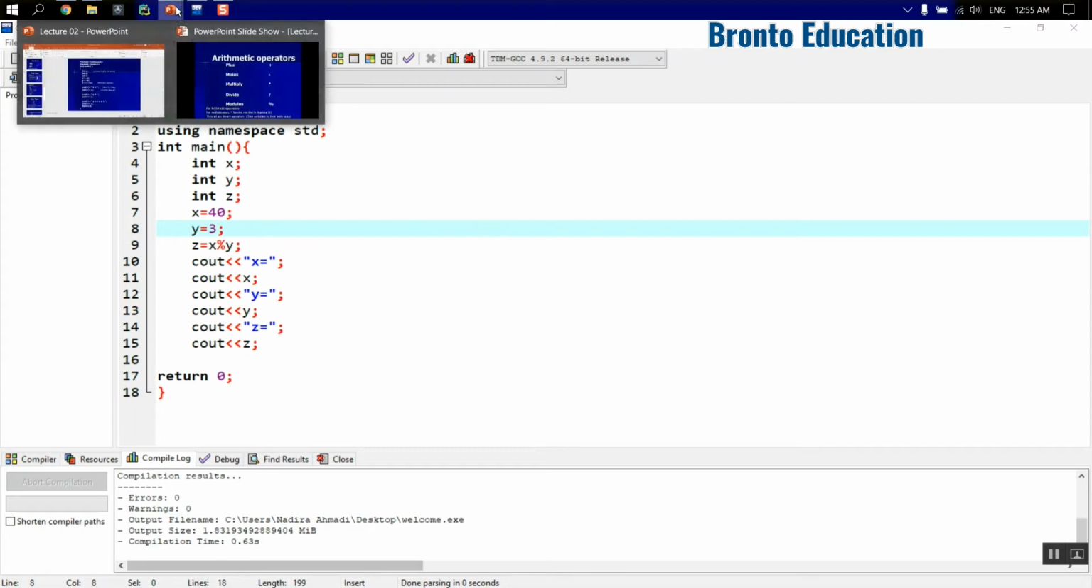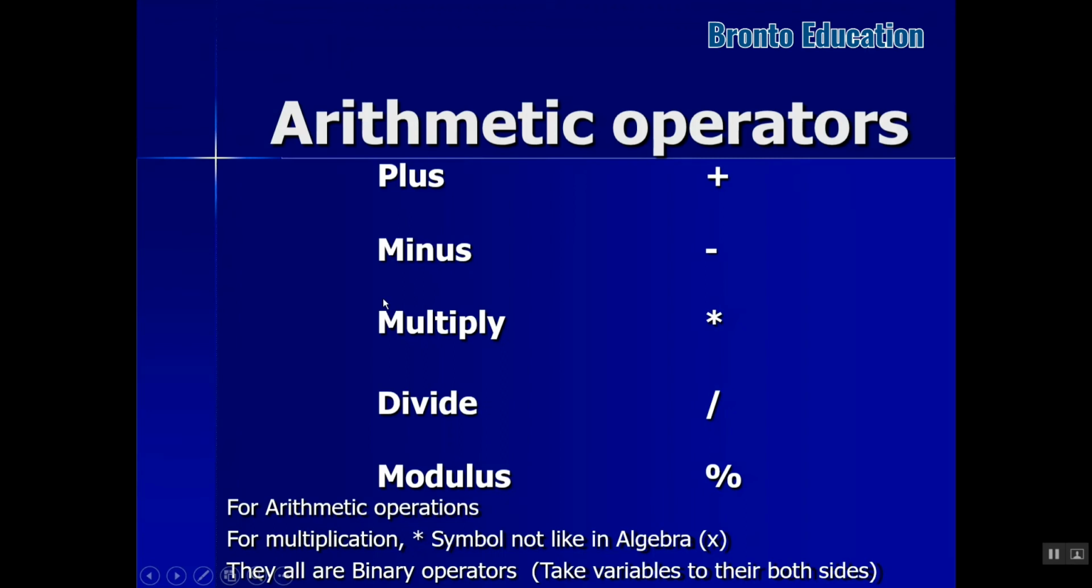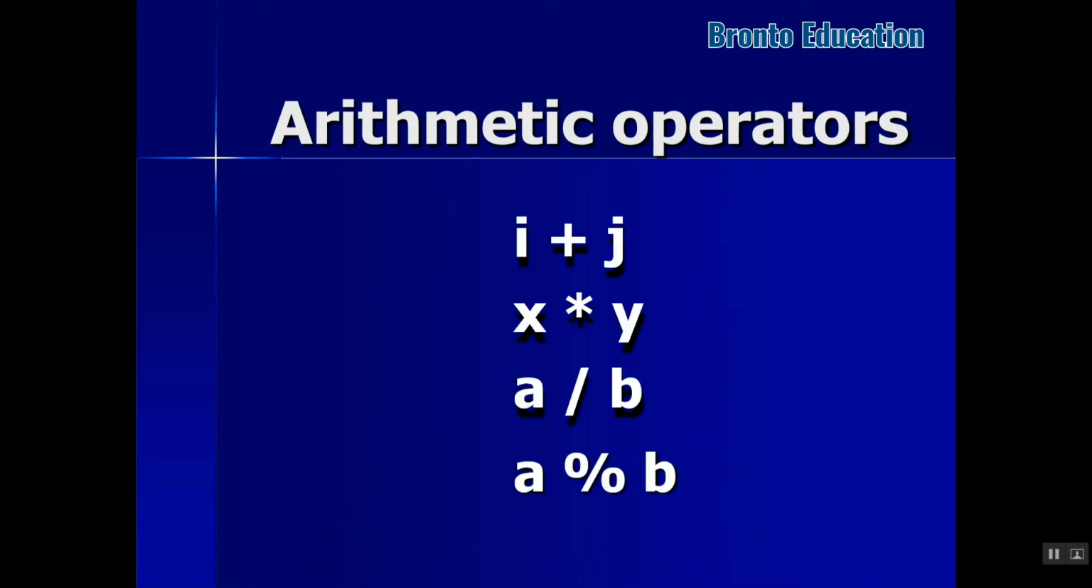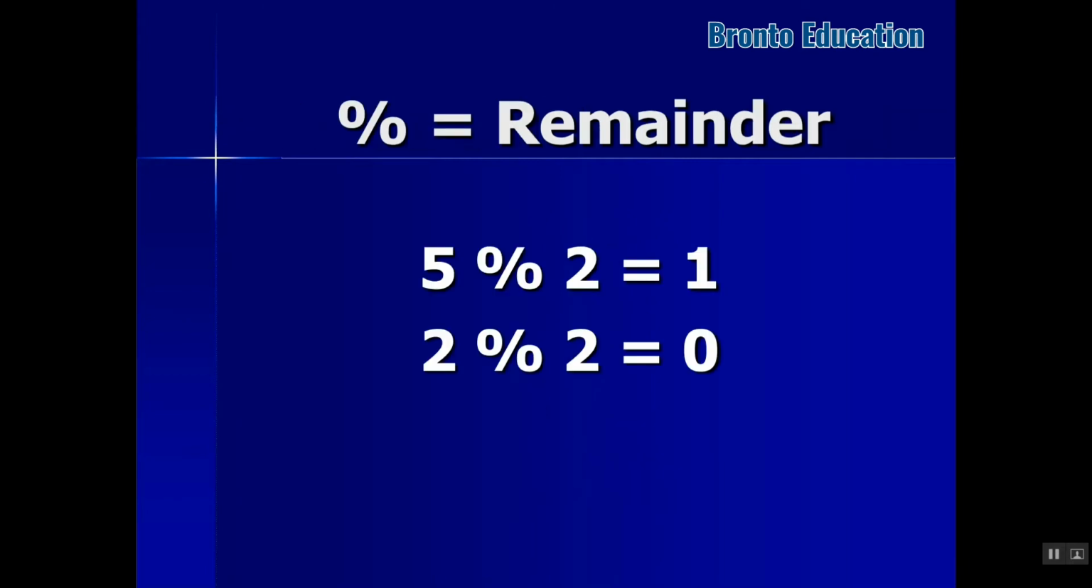As I said, this is a binary operator. It means it takes variables on both sides. So yeah, we have solved this one. 5 modulus 2 is equal to 1. Why? Because 2 multiplied by 2 will be 4 and 1 will remain.